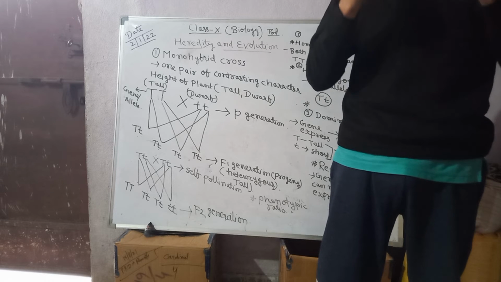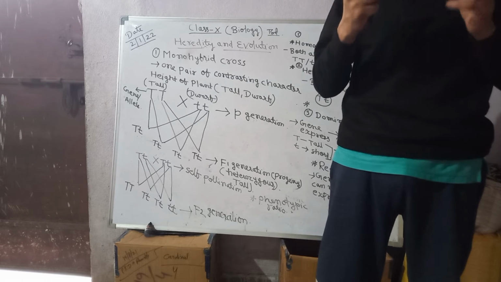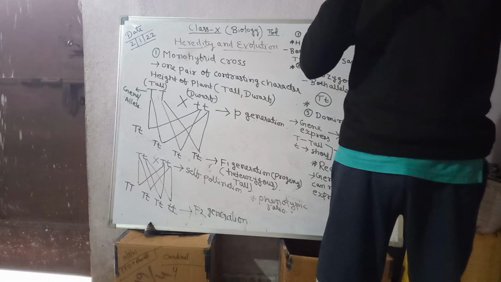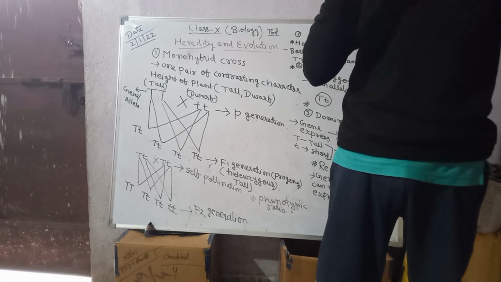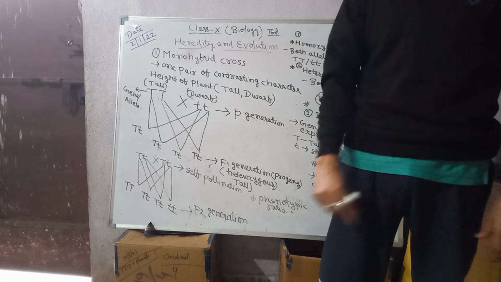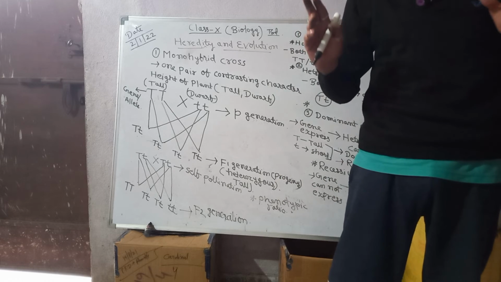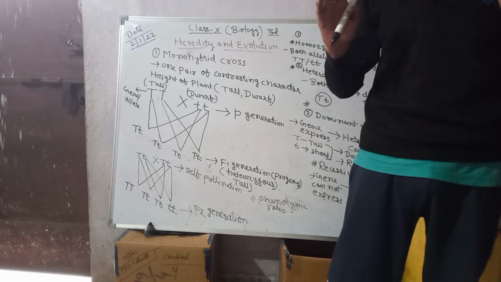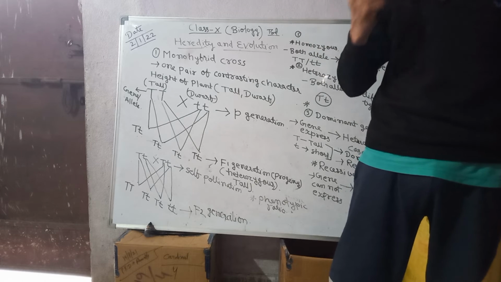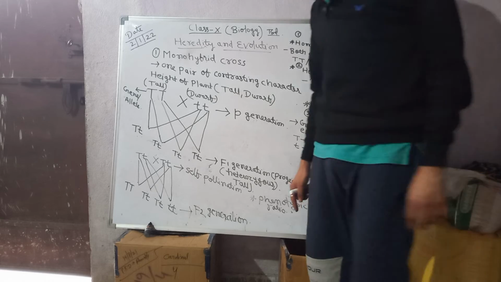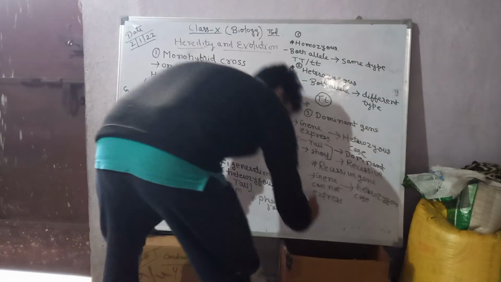So straight hair, curly hair, all are the trait or the character. What you can observe, and by observing it you can identify that type of trait, is known as the phenotypic trait. So here, my dear student, I am taking the ratio of this phenotypic trait.